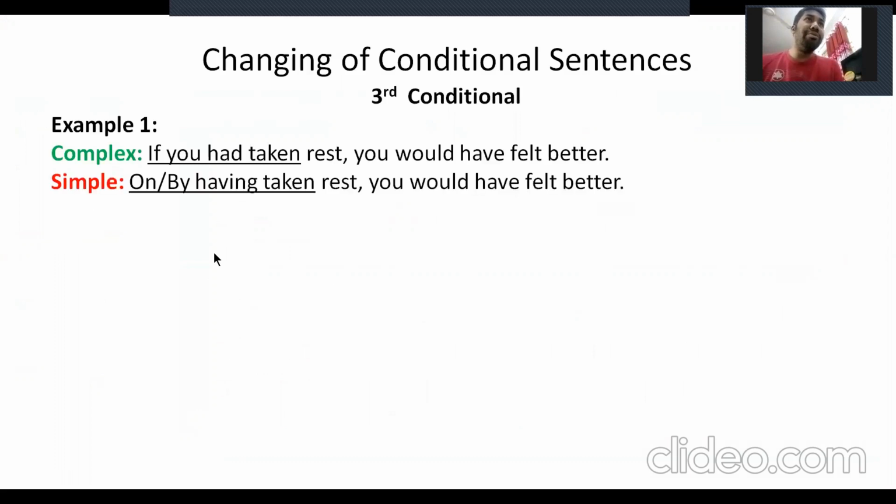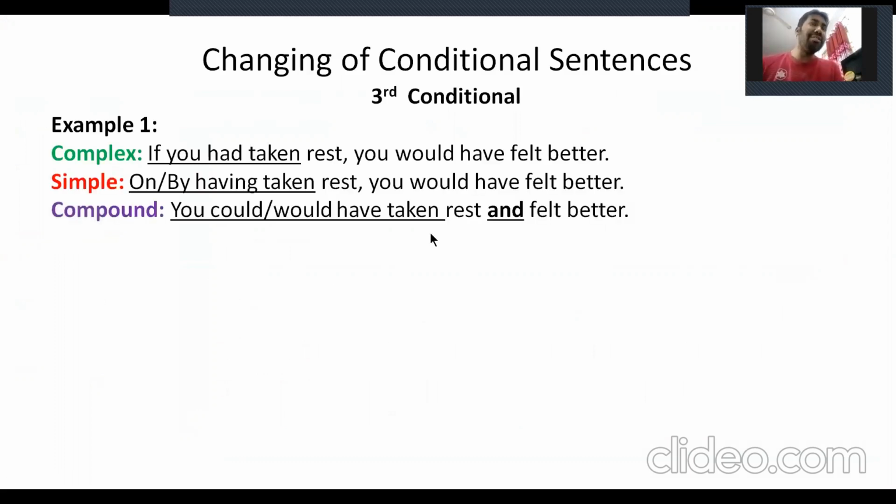To make the sentence compound, we need to use the conjunction and here, and the modal auxiliary would have or could have plus V3. The compound one is: you could have taken rest and felt better, or you would have taken rest and felt better. You can also use: you might have taken rest and felt better.